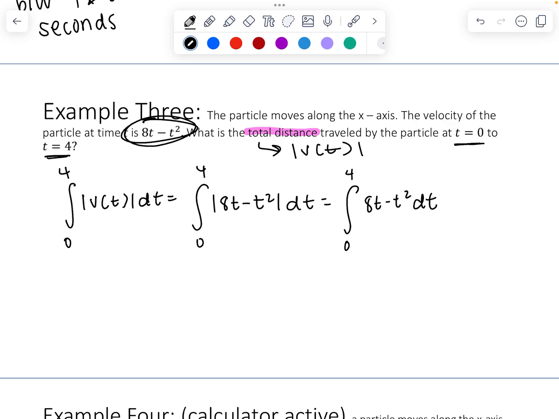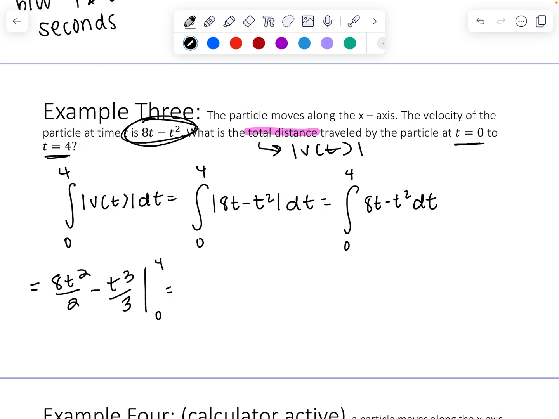So I'm just going to kind of get rid of it. I would need to use that if part of the function between 0 and 4 went below the x-axis. But from here, I'm just going to evaluate. So I'll get 8t squared over 2 minus t cubed over 3. And then I'm evaluating from 4 to 0 to figure out this answer.